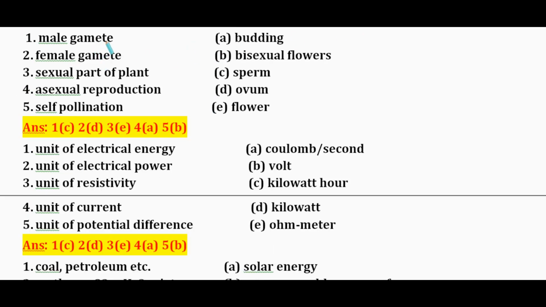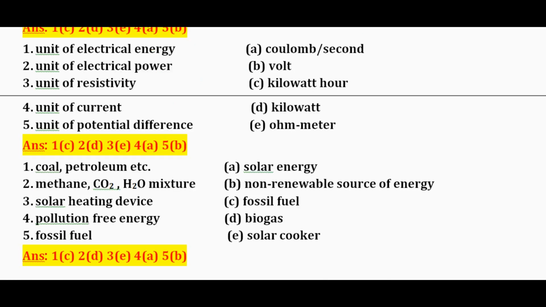Now next match the column is male gamete. It is sperm. Female gamete. It is found in ovum. Sexual part of plant is flower. Asexual reproduction. Its example is budding. Self pollination is found in bisexual flowers.